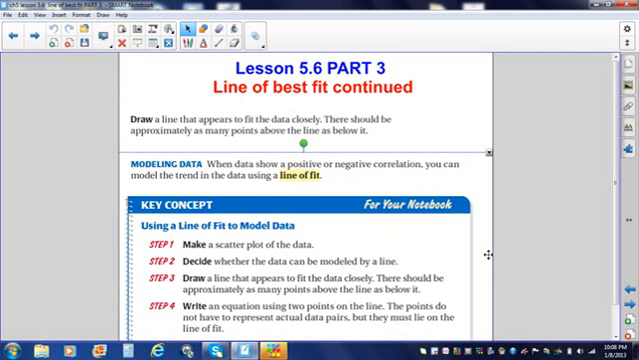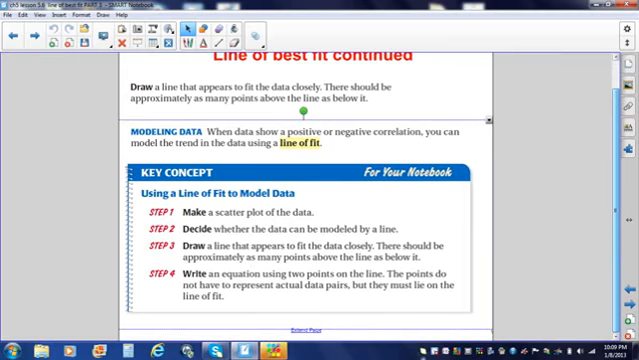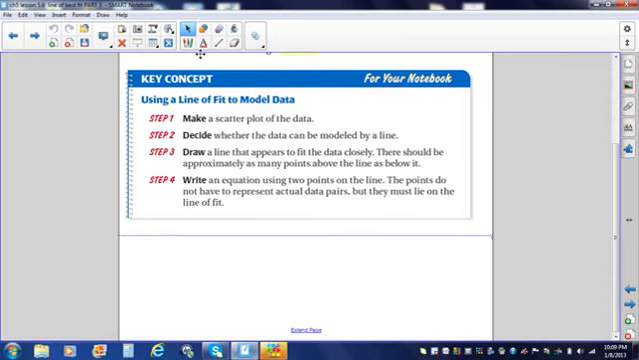What did you say? A line of fit or a line of best fit is used with scatterplots? Very good. And you also said that a line of fit or a line of best fit usually has the same amount of ordered pairs above it as it does below it?